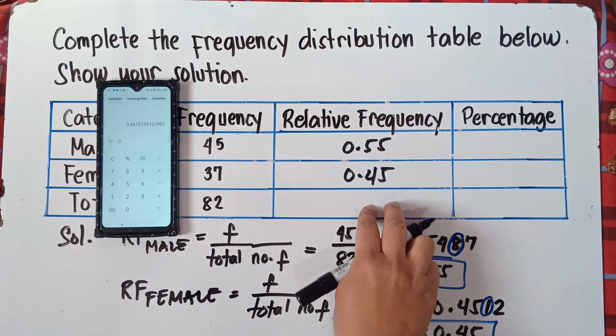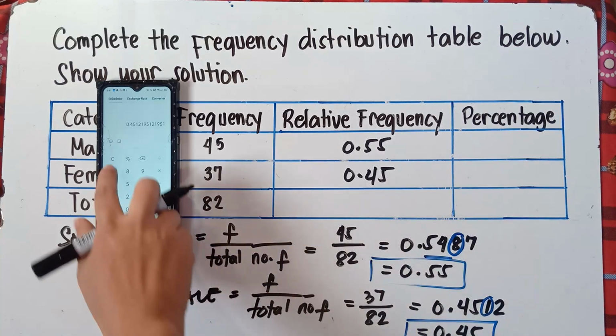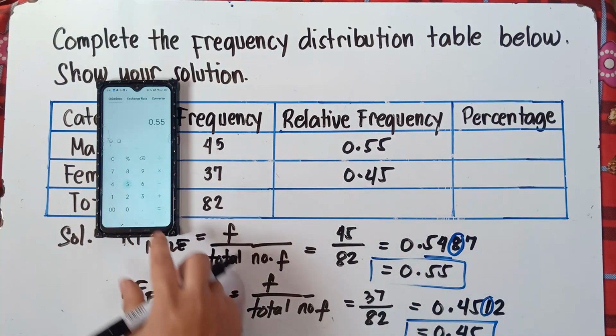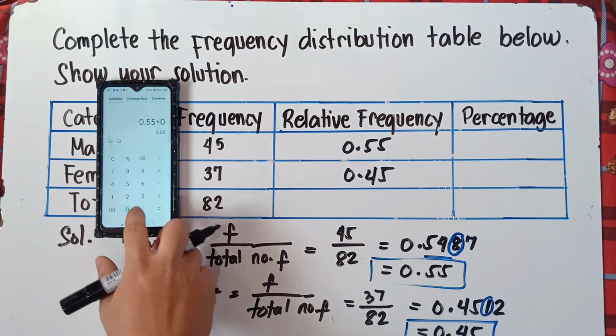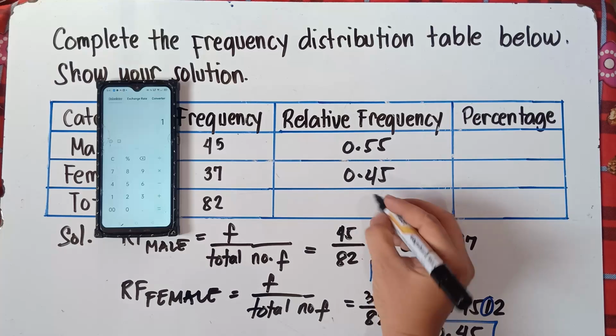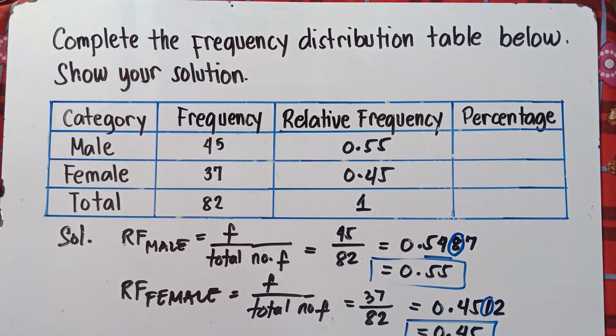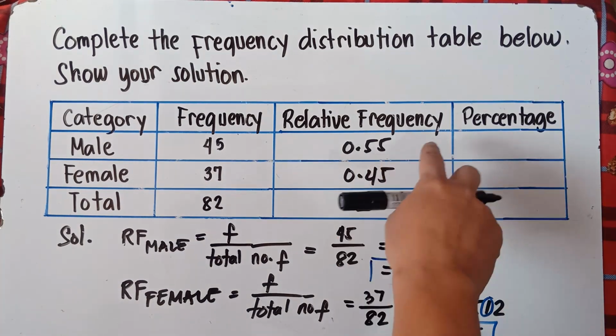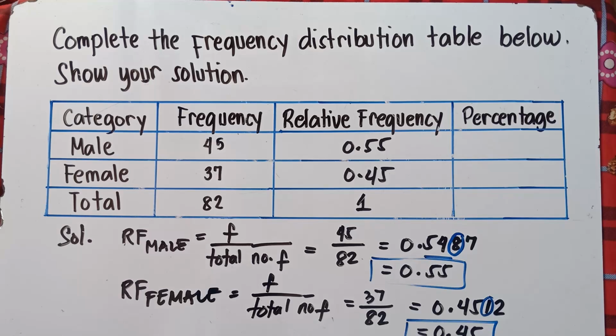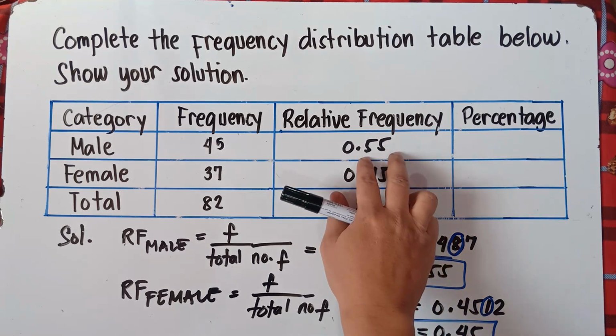And the total, once again, should be 1. So let's add this up: 0.55 plus 0.45, and the answer is 1. Then to get the percentage, simply move the decimal point left to right twice, or we can multiply this by 100.